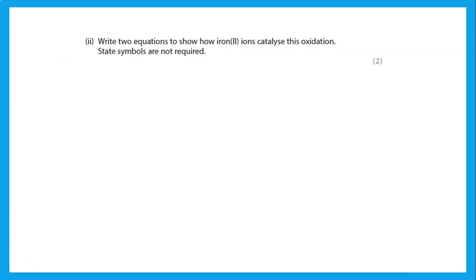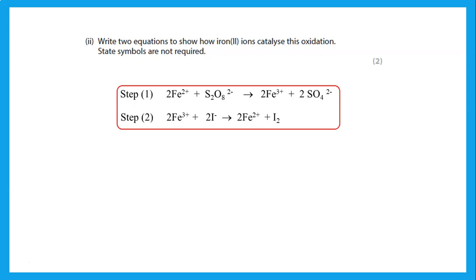Write two equations to show how iron 2 ions catalyze this oxidation reaction. Remember, you are required to know that this kind of reaction requires iron 2 plus and iron 3 plus to act as catalysts, because the iron 2 plus reacts with this first reactant to form iron 3 plus, and then the iron 3 plus reacts with the other reactant, which is the iodide, to form iron 2 plus. So in that case, the iron 2 plus has been used and then regenerated, so it acts as a catalyst.